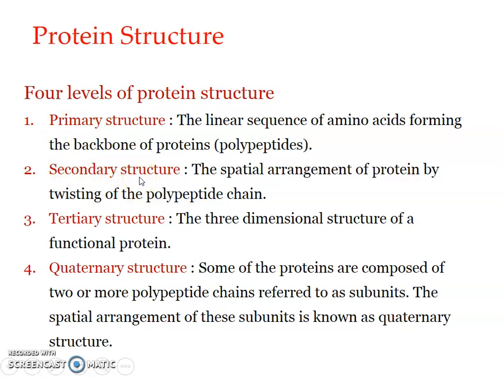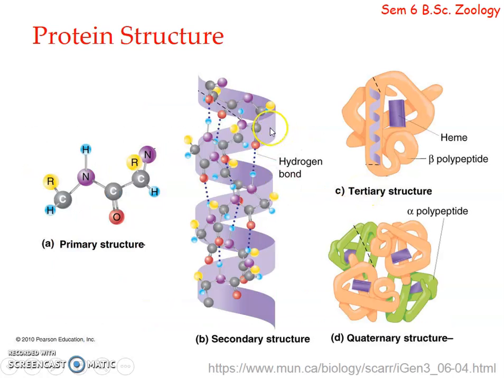In secondary structure, what happens is there is a spatial arrangement of the protein by twisting and folding of the polypeptide chain. This is the polypeptide chain, and you can see it is twisted in a helical manner. So this kind of spatial arrangement is also considered secondary structure. A very long sequence of amino acids is twisted or coiled to form the secondary structure. That is a simple thing.